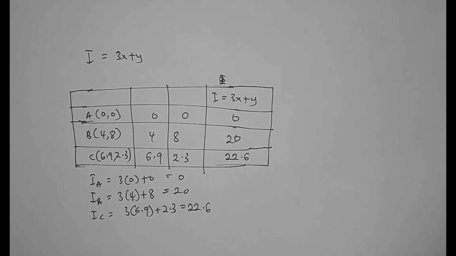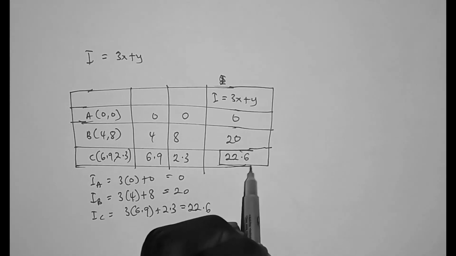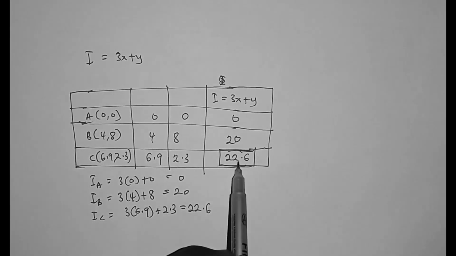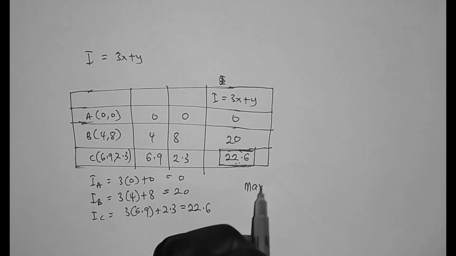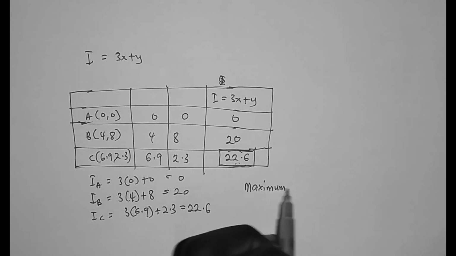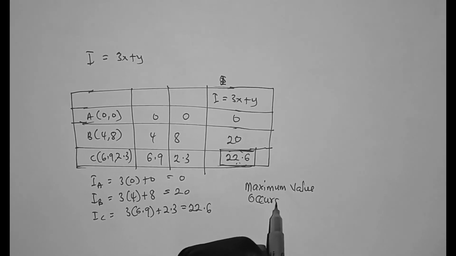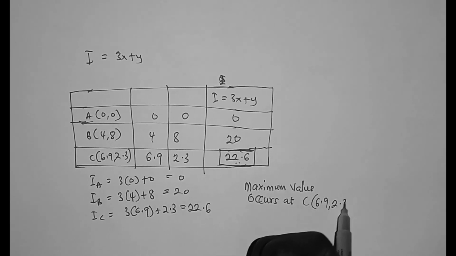And from the question, it says we should use our graph to find the values of x and y for which 3x plus y is maximum. So what is the maximum value here? It is 22.6. So what are the values of x and y for which this is maximum? So the maximum value occurs at the point C, 6.9 and 2.3.